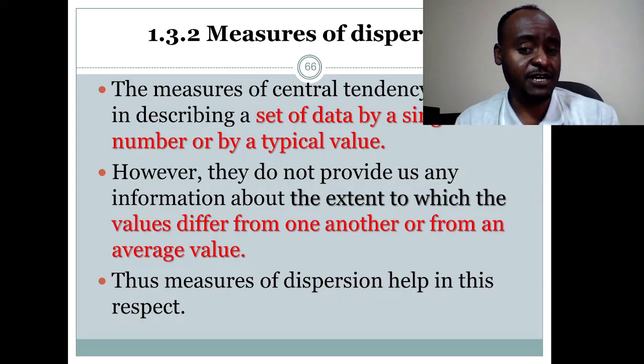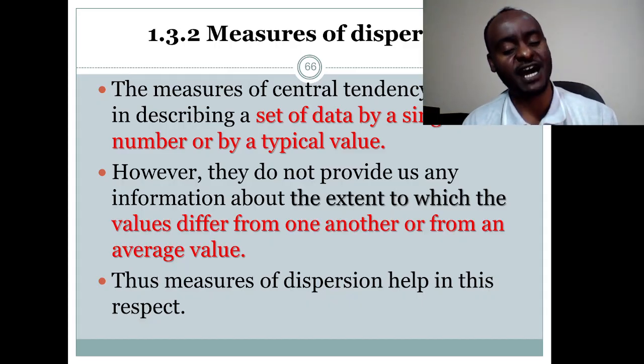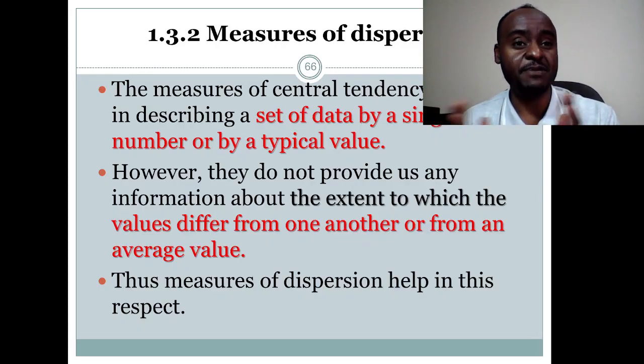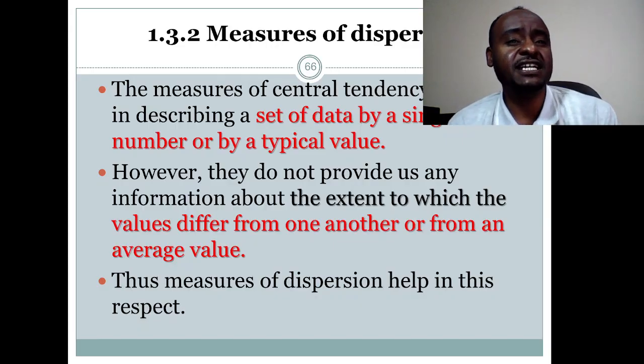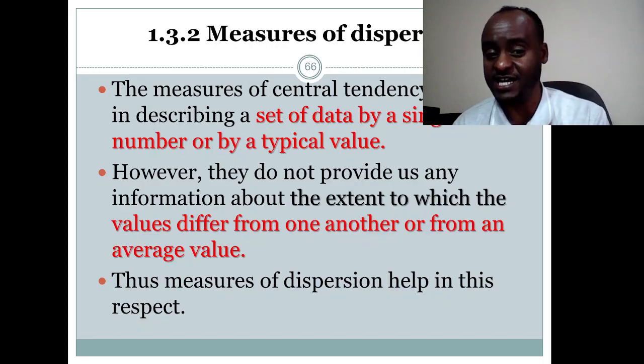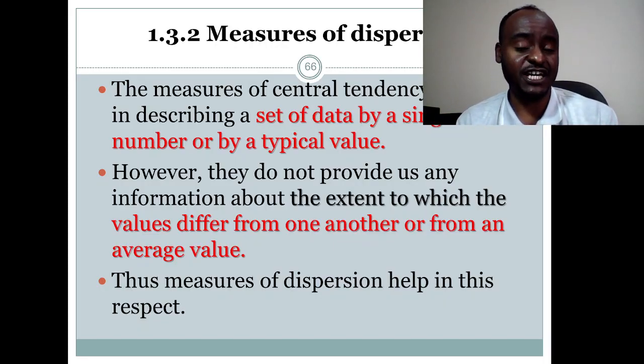When we say the measure of central tendency, it helps us in describing a set of data by a single number or by a typical value. The measure of central tendency actually summarizes that data by a single number. Maybe that single number is the mean of that data set or some typical value that can represent that data set. That is what the measure of central tendency does. The same is true for the measure of relative location. It is about measuring the specific position or location of a given data point relative to the others. That is what the measure of relative location does.